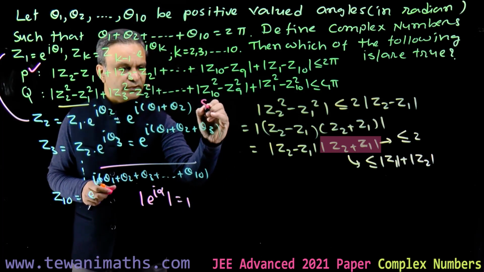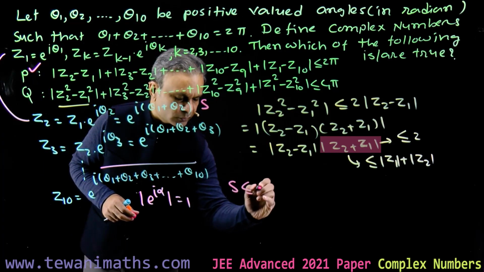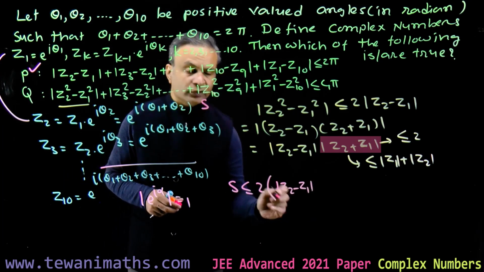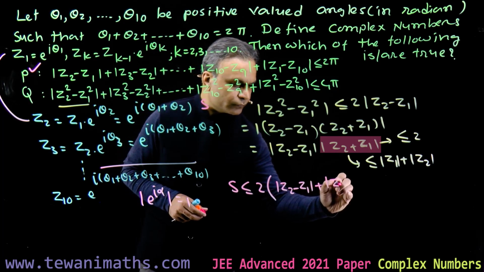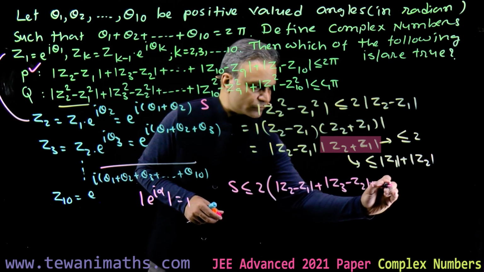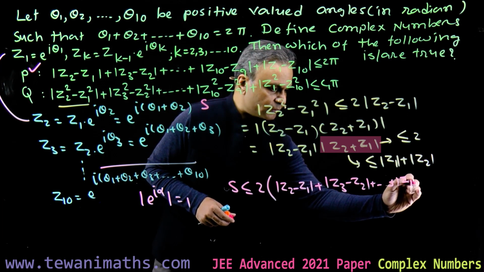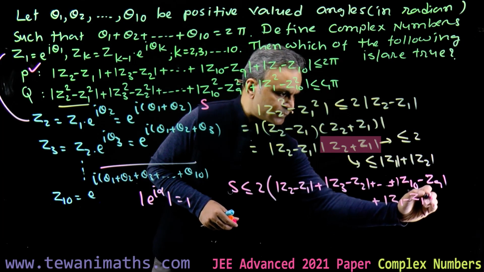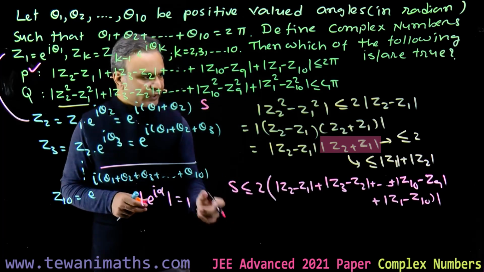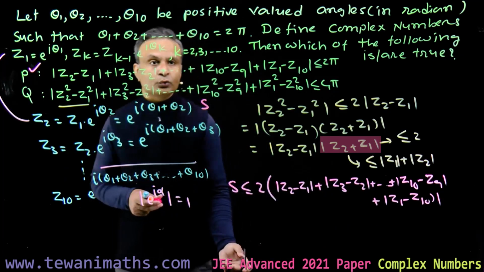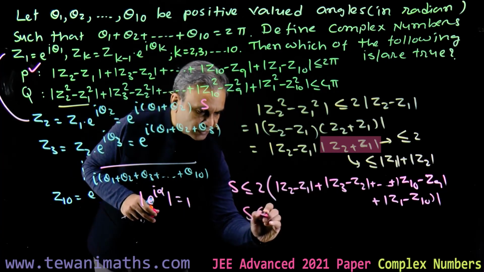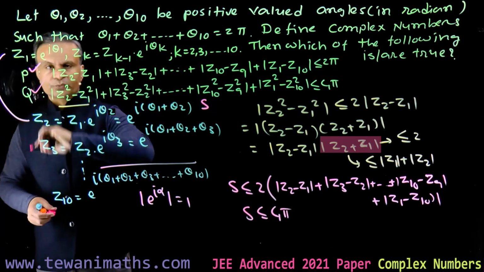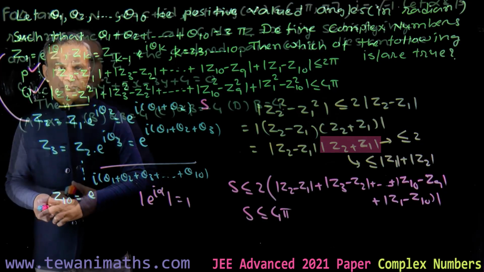So by adding we get this sum, suppose this sum is S, less than or equal to 2 multiplied by inside brackets modulus of Z2 minus Z1 plus modulus of Z3 minus Z2 and so on up to modulus of Z10 minus Z9 plus modulus of Z1 minus Z10. And from statement P, this sum is less than or equal to 2 pi, so this will be less than or equal to 4 pi. So statement Q is also true, so both the statements are correct.